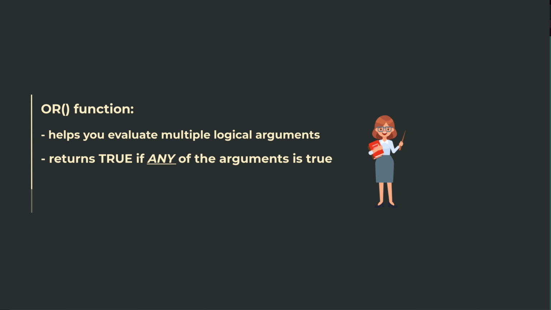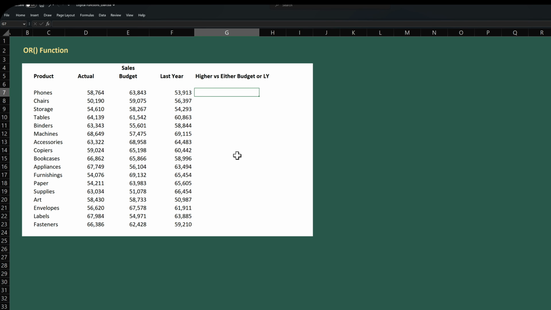To understand the application of the OR function, let's take an example of this scenario. Here in this column, I want to return yes if the actual sales are higher versus either the budget or versus the last year. So let's first write the OR function.